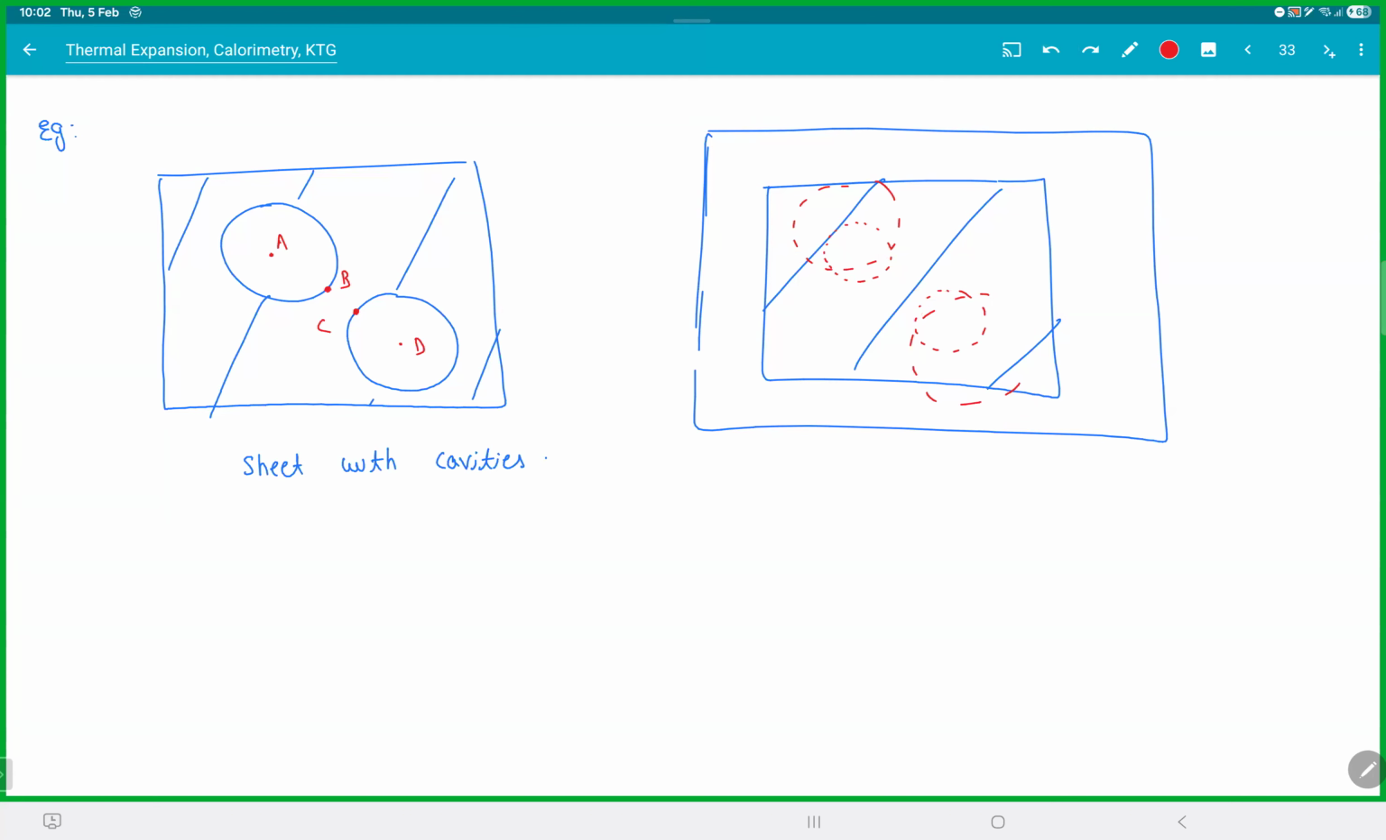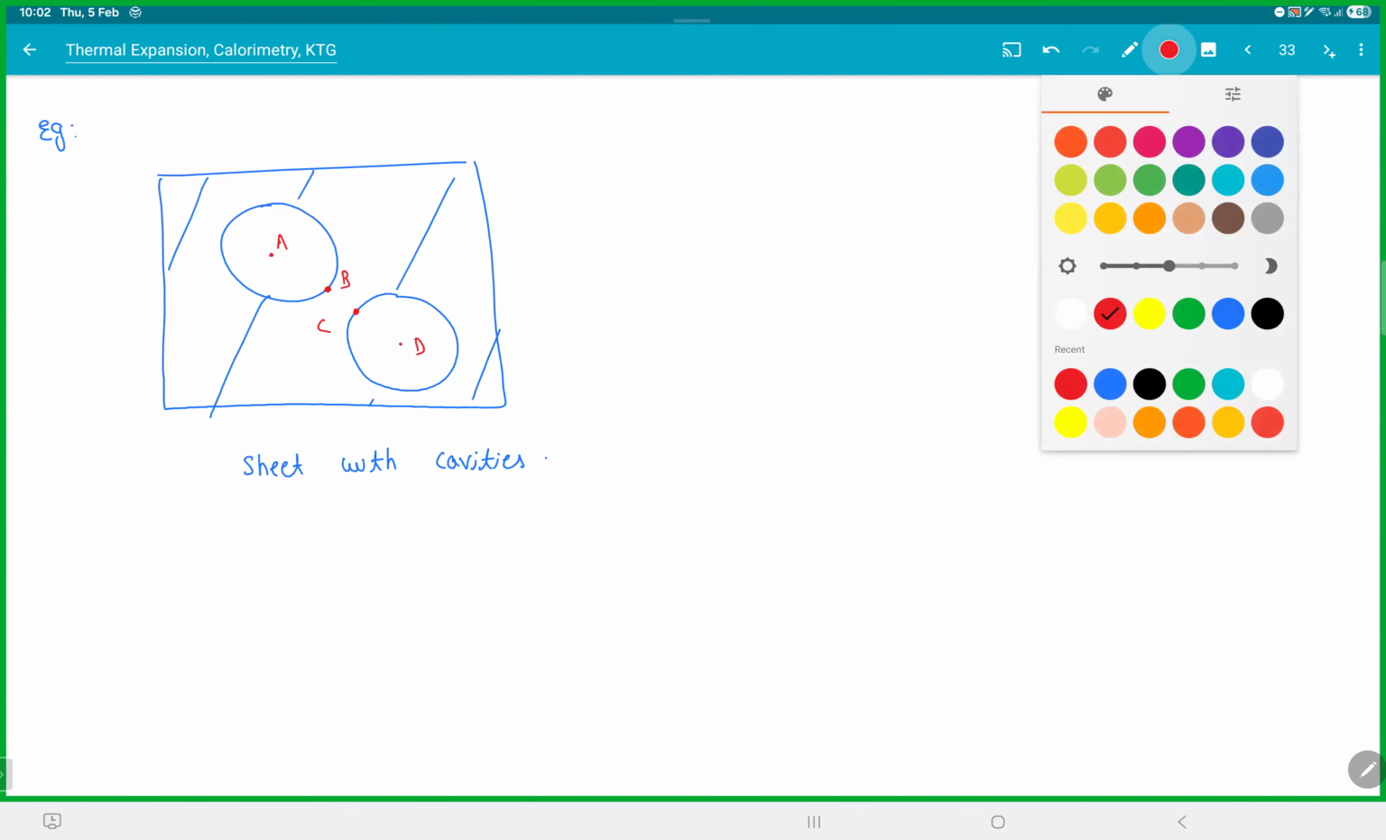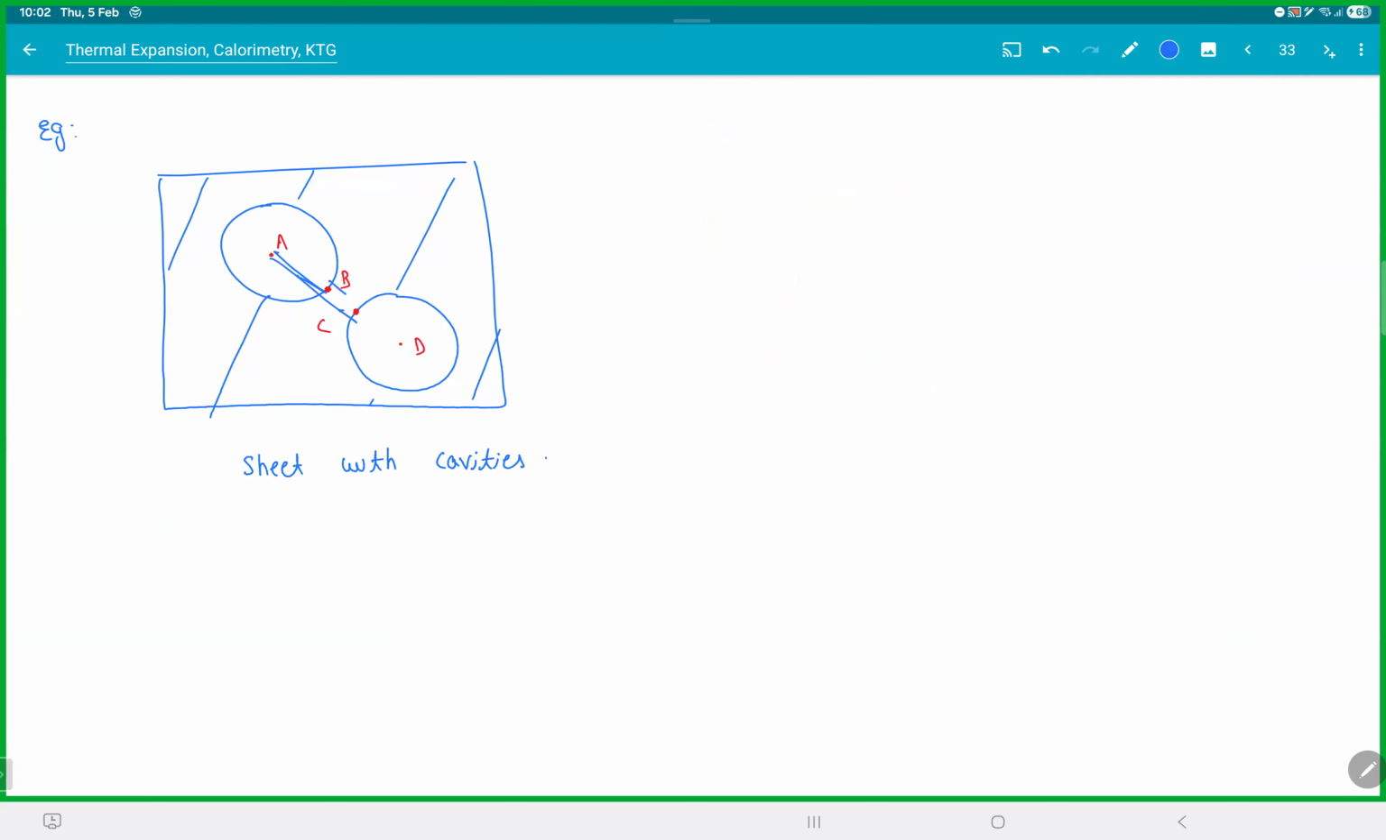So that was the meaning of the statement. All distances increase by a factor of 1 plus alpha delta t. So it doesn't matter what distances you take. AB distance, AC distance, BC distance, BD distance, all distances will increase.